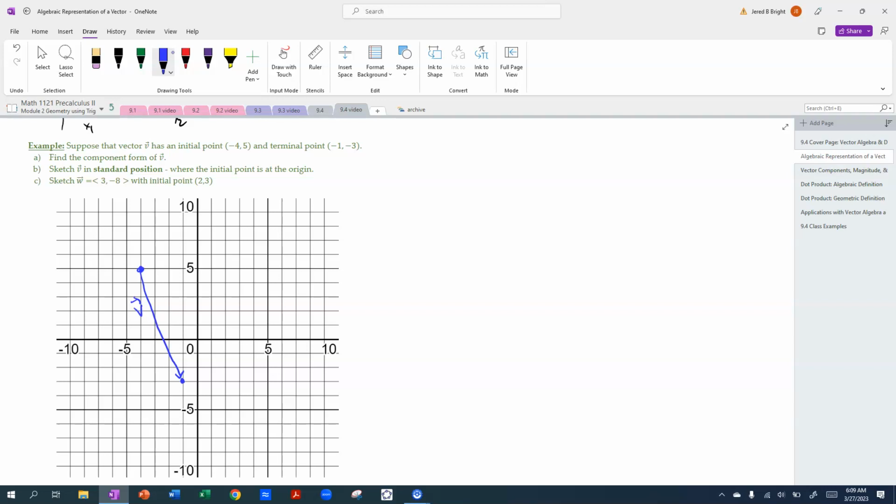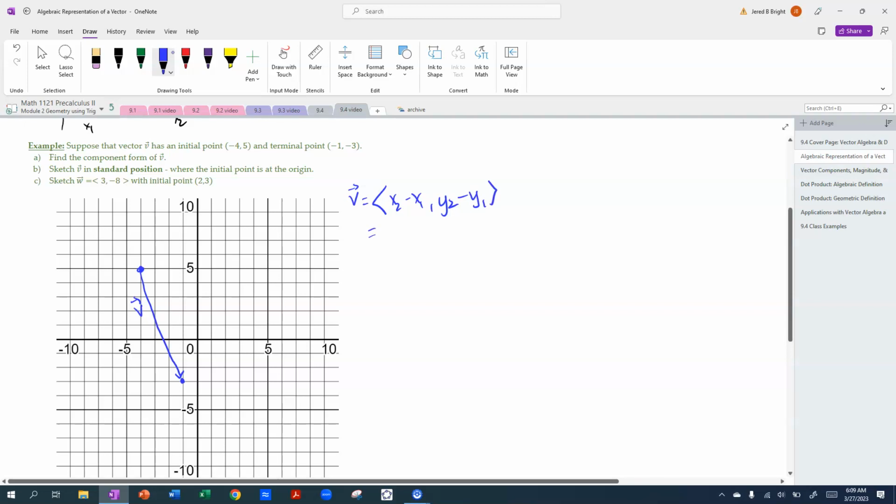So vector v's component form is going to be x2 minus x1, y2 minus y1. And so then I get -1 minus -4, comma, -3 minus 5. Okay, so then if I do the calculation, I get <3, -8>. And actually I can see that, so I go 3 to the right horizontally, and then 8 down.